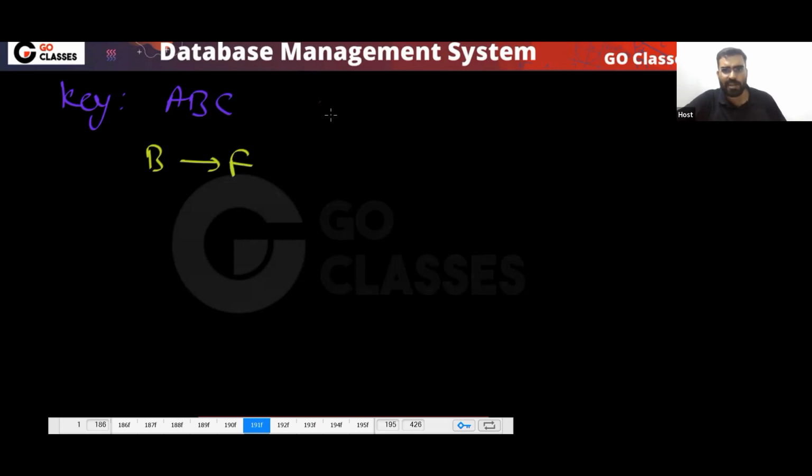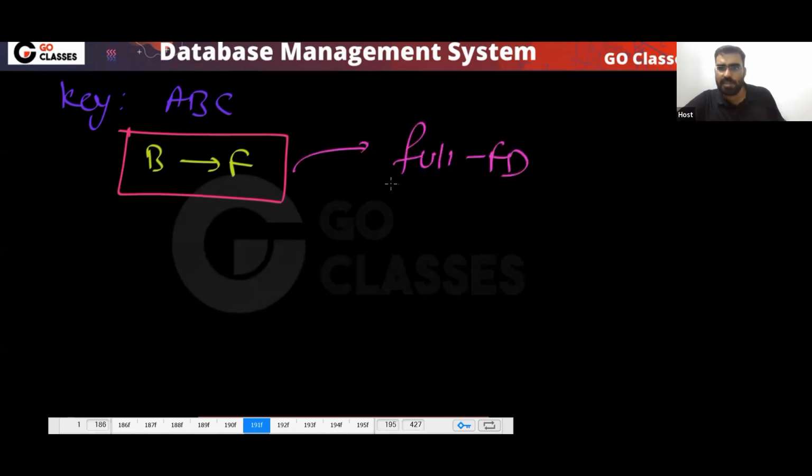Tell me, is this a violation of 2NF? First of all, is this a partial dependency? This is not partial, this is a full FD. This is not a partial FD.